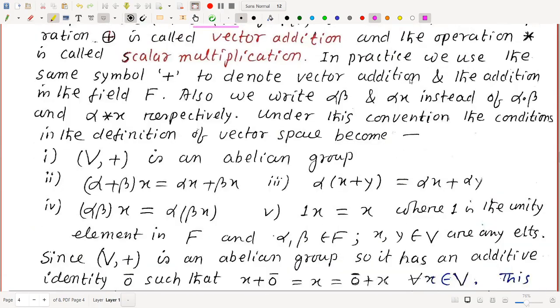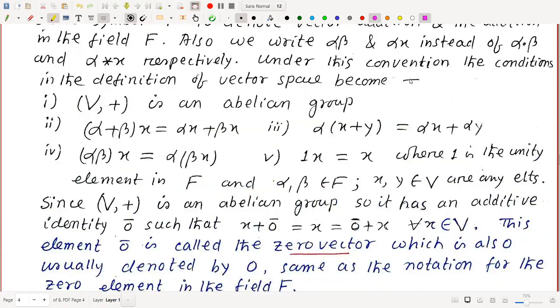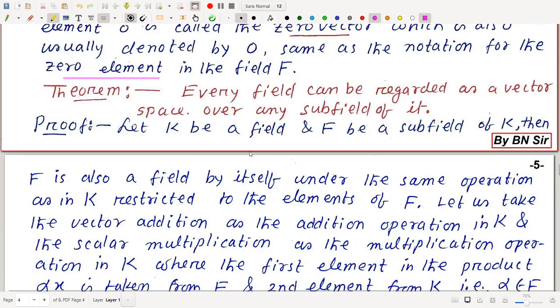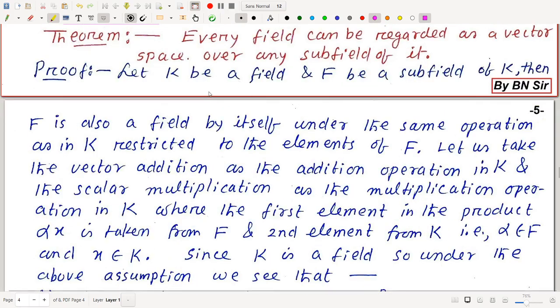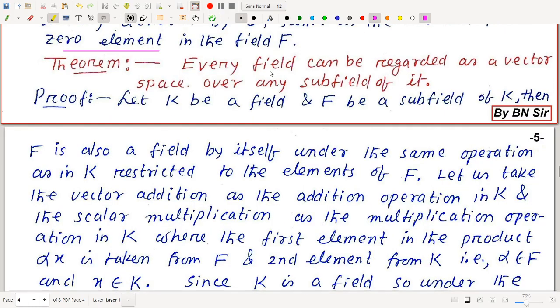So, definition of linear space and the conventions written here. Theorem. First theorem. Every field can be regarded as a vector space over any subfield of it. A field is a vector space. A field is a linear space over any subfield of it.